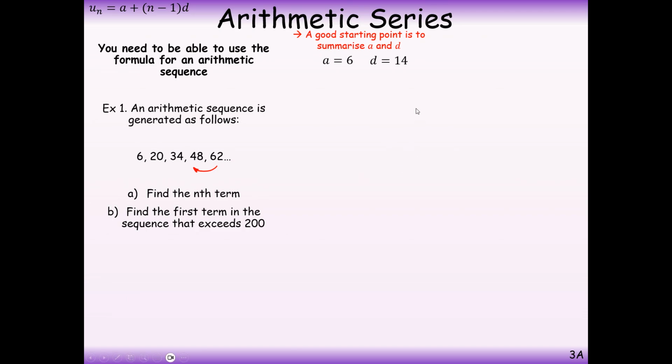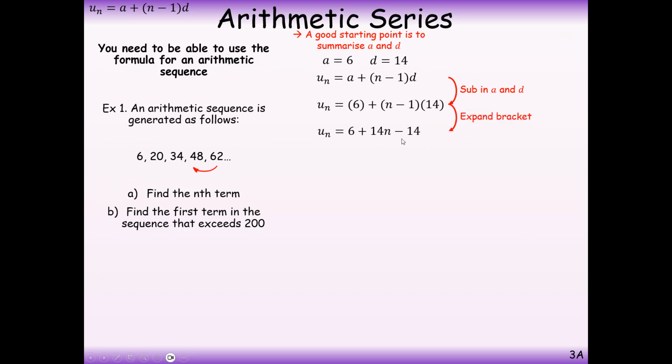Now, we said the nth term has this formula. This formula is not in your formula booklet, so you better memorize it. So we're going to put the values of 6 and 14 into this equation, which will help us to calculate and simplify it. So just multiply out the bracket, you'll get 14n, and when you combine minus 14 and 6 together, what you end up with is minus 8. So this is called the nth term.